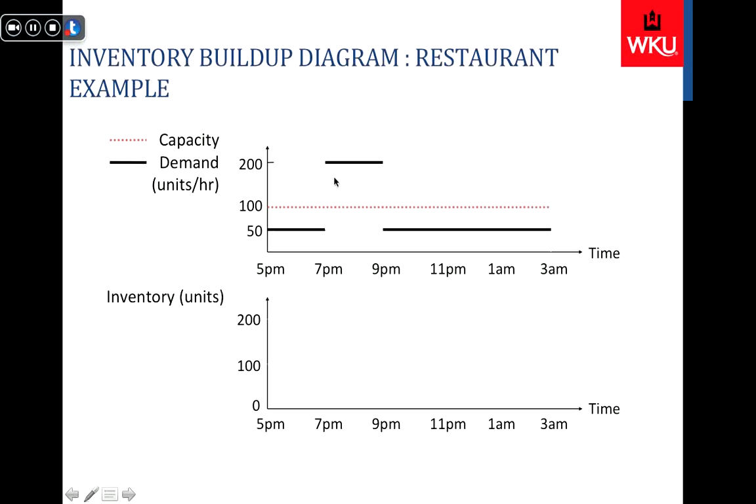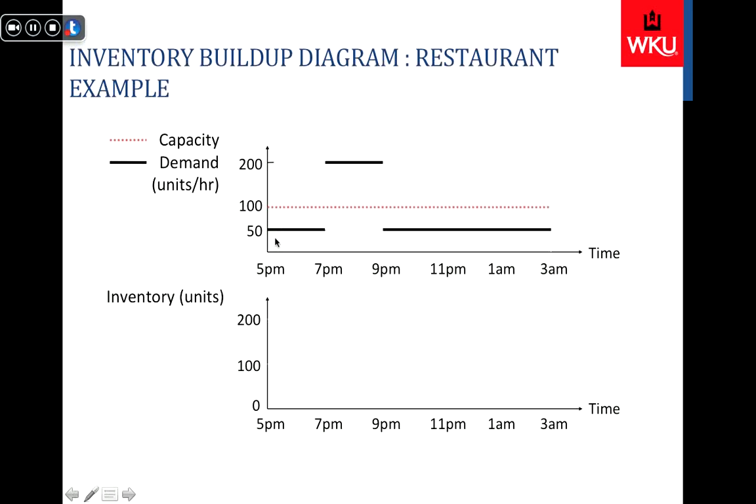The first plot shows you the capacity and the demand. So the capacity is constant, 100, as you can see here. If you look at my mouse cursor, it's 100 from 5 p.m. to 3 a.m. But between 5 and 7 p.m., our demand is 50. From 7 p.m. to 9 p.m., our demand is 200. And between 9 p.m. and 3 a.m., our demand is 50.